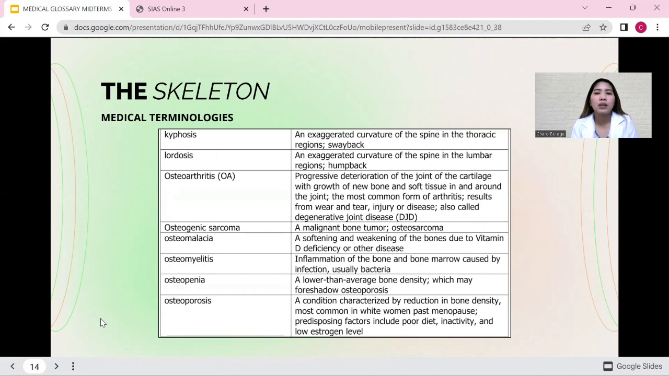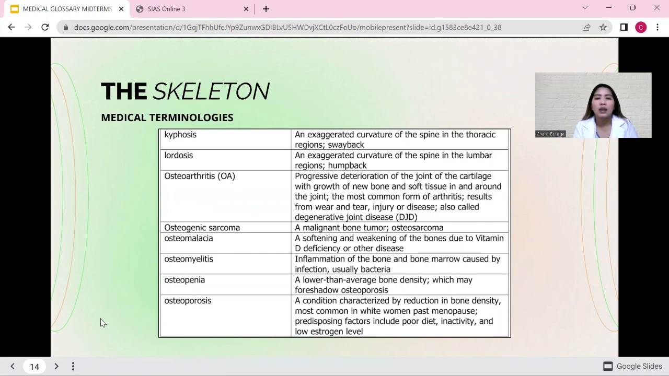Okay, the kyphosis, it is an exaggeration. Ito yung kyphosis, ito yung curvature of the spine, okay? So, kyphosis, kasama ito ng scoliosis. The kyphosis, it is an exaggerated curvature of the spine in the thoracic region, sway back, o tinatawag na sway back. So, kyphosis, dito siya. Pag ganun siya, sobra siyang press out.